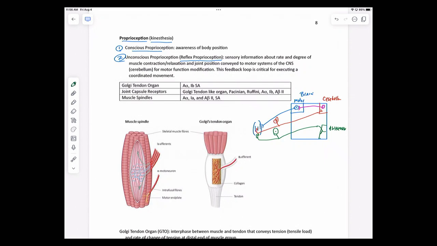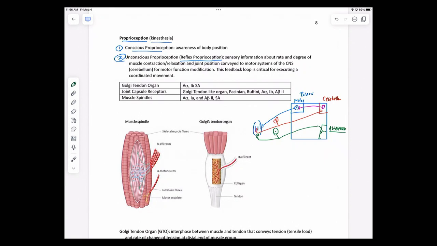is in space. Now, there's more involved than just the muscle, because we're going to have Golgi tendon organs and joint capsule receptors also talking back so that you have a sense of awareness of where you are in space. So the drawing's a little simplified. But the big point here is that these are two different systems. And with the awareness part of it, obviously, I'm aware. But with the reflex proprioception, that goes on below the level of consciousness.